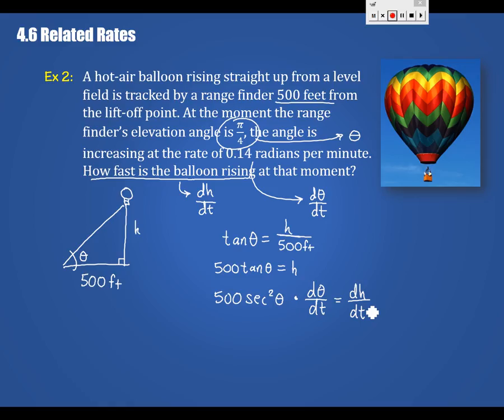Is it okay to substitute 500 in at the beginning? Yes, because it's not something that changes. Is it okay to plug in pi over 4 for theta at the beginning? No, it's not okay, because that's something that does change. So that's that conversation. Anyway, so plug in the things you want and find the thing you need. dh/dt is what we want, so hopefully we'll get it here in a second.